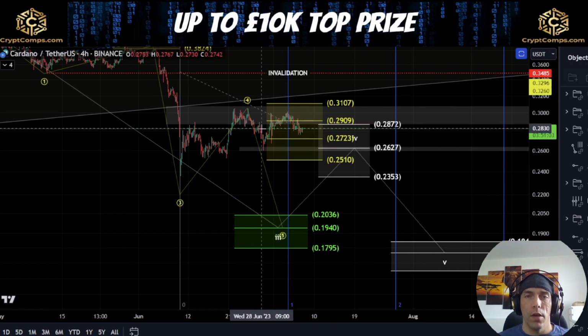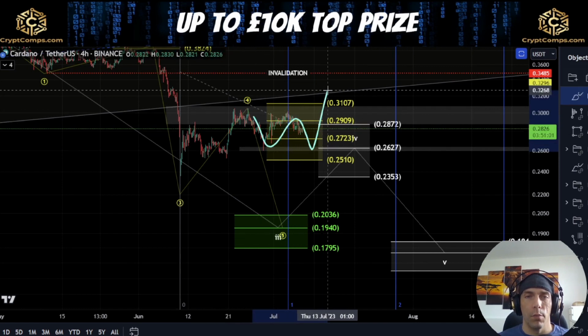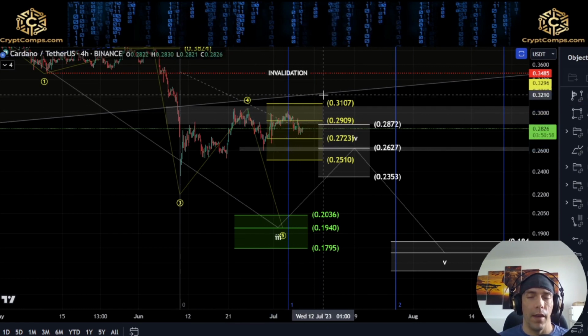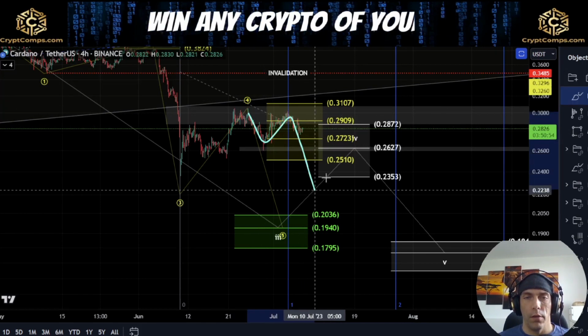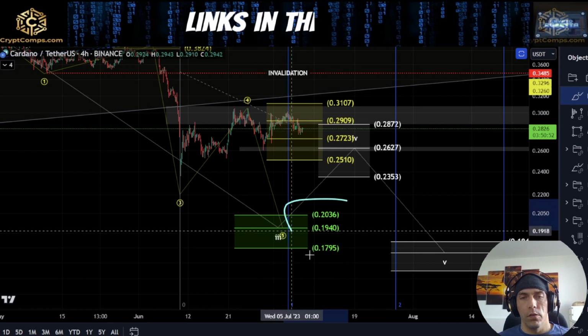So what I want to see here, and like I said, I don't think this is completed. I think potentially we've still got another leg up here, and what we'd be looking for, however, if we did start to break down here in a bigger way, is this zone here.